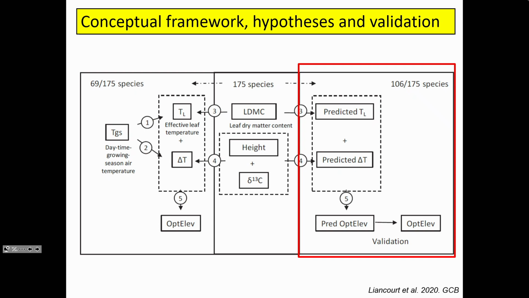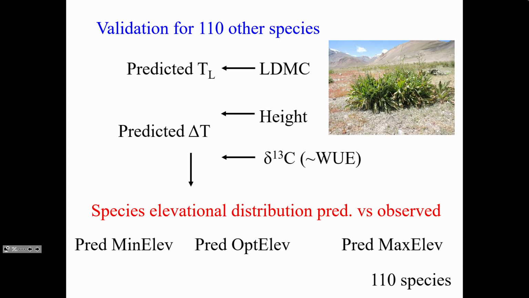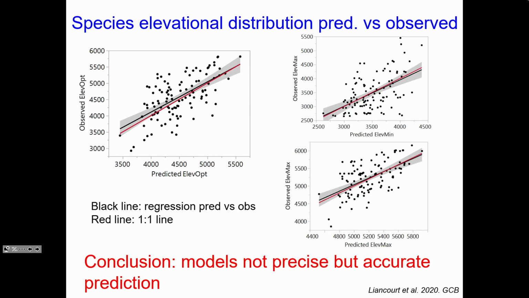And the last step, we took another 100 species for which we didn't have the oxygen isotope to derive the TL and delta T values. And we basically used it to validate. So we calculated the predicted elevational optima, and we compared them with the observed. And we found a reasonable relationship. So to conclude this whole story, there are relatively simple traits that can predict the extent of decoupling of leaf temperature from the ambient, and this is pretty much related to the species distribution.